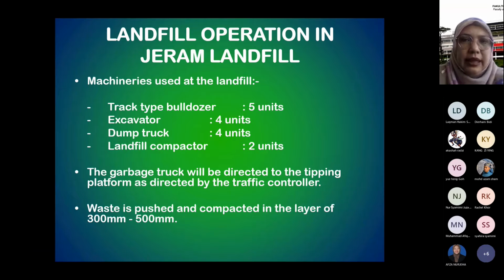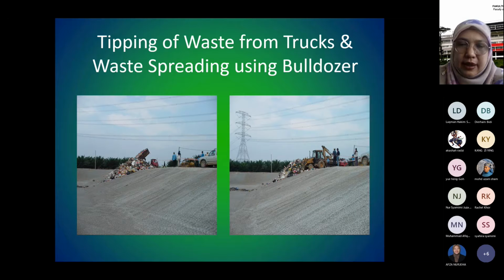Machinery in Jeram landfill: they are using track bulldozers, 5 units, excavators, 4 units, dump trucks, 4 units, and landfill compactors, 2 units. So for one cell, they require around 8, 10, and also around 15 types of equipment. The garbage truck will be directed to the tipping platform by the traffic controller. Waste is pushed and compacted in layers of 300 millimeters to 500 millimeters. Tipping off the waste at the side.